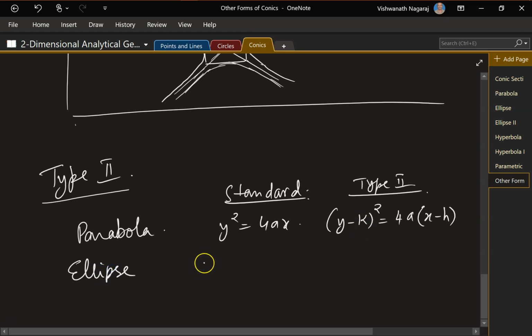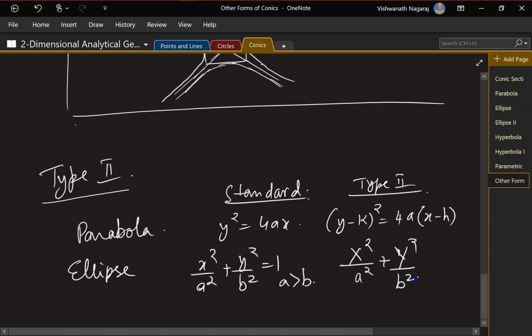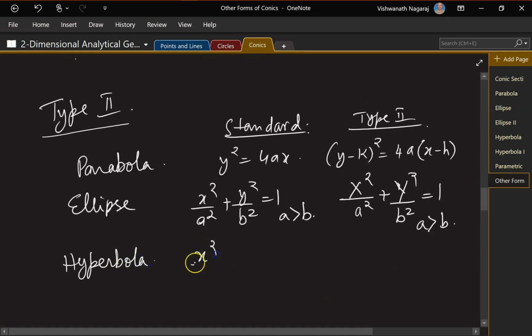Ellipse: its equation is x square by a square plus y square by b square is equal to 1, a greater than b. In terms of type 2, the equation becomes x minus h whole square by a square plus y minus k whole square by b square is equal to 1, a is greater than b. Hyperbola is x square by a square minus y square by b square equal to 1.